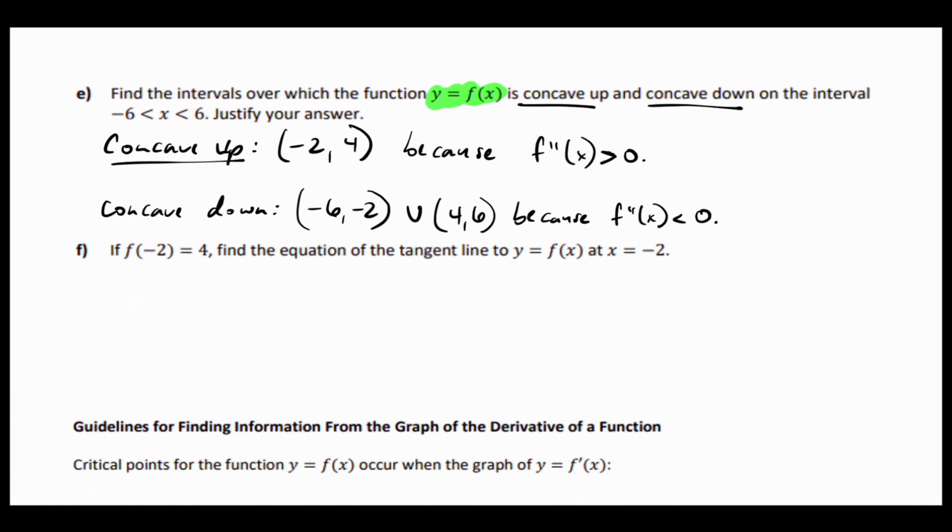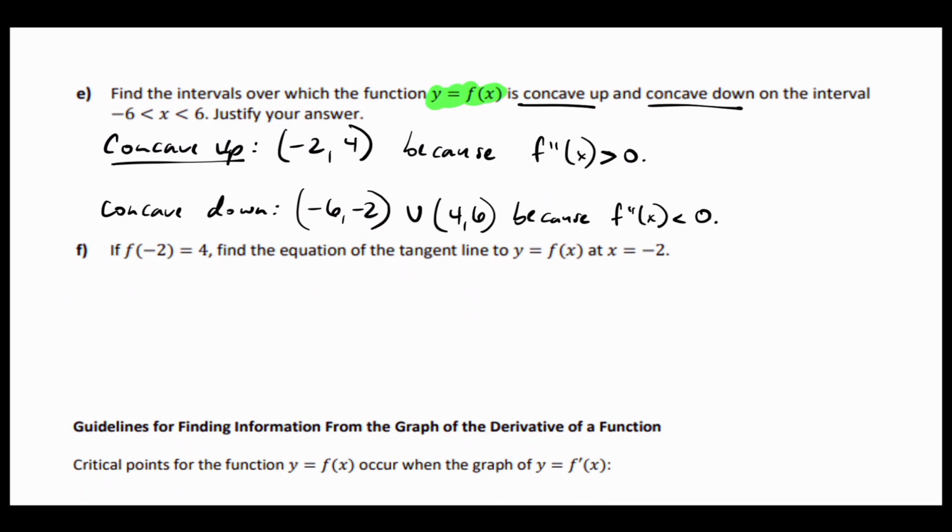Okay? They give you a graph of the derivative. Where is the original increasing? Where is it decreasing? Where is it concave up? Where is it concave down? Where are the relative maximums and minimums? Where are the points of inflection? Things like that, because they're extremely popular.